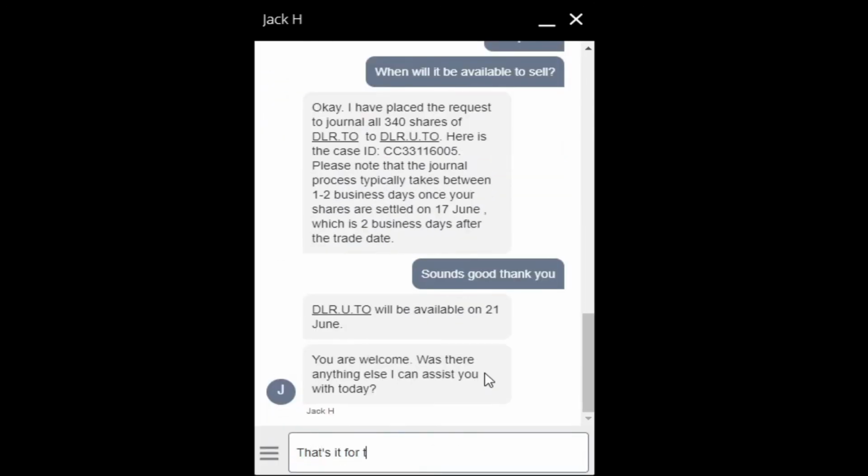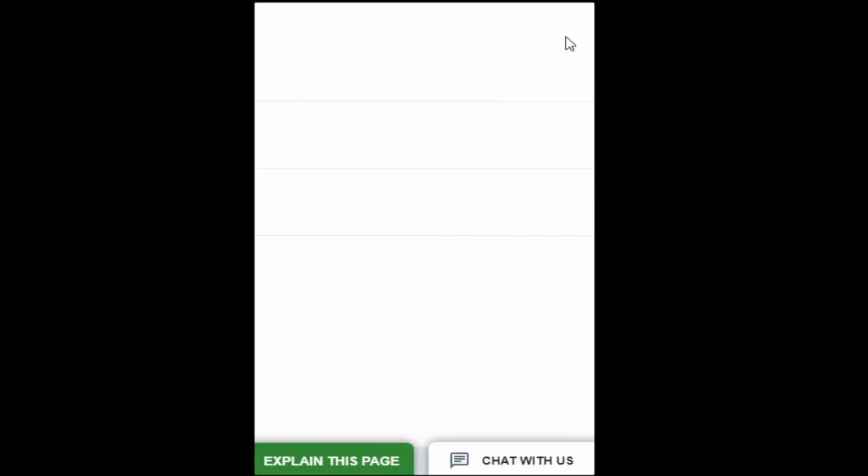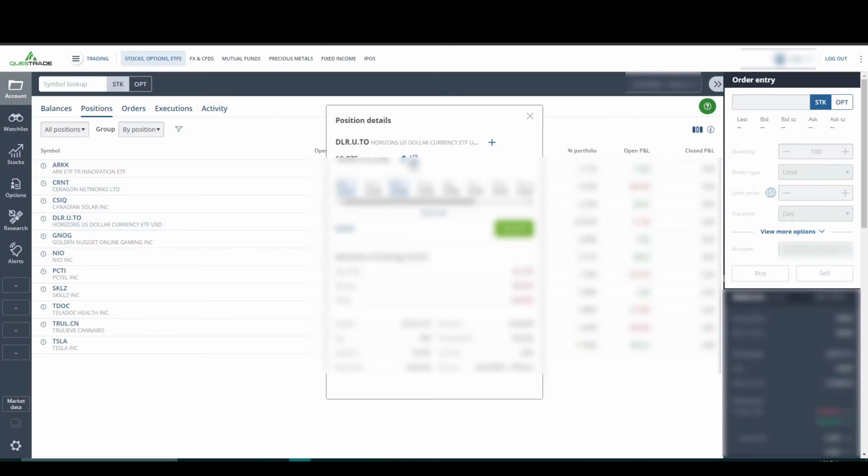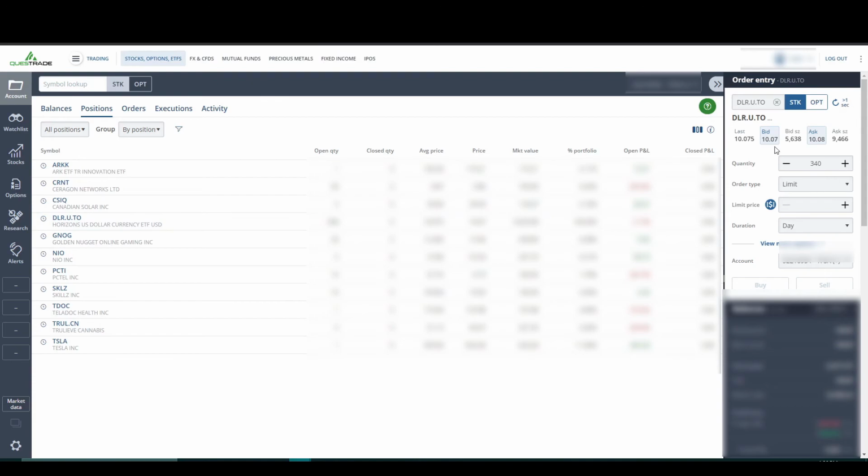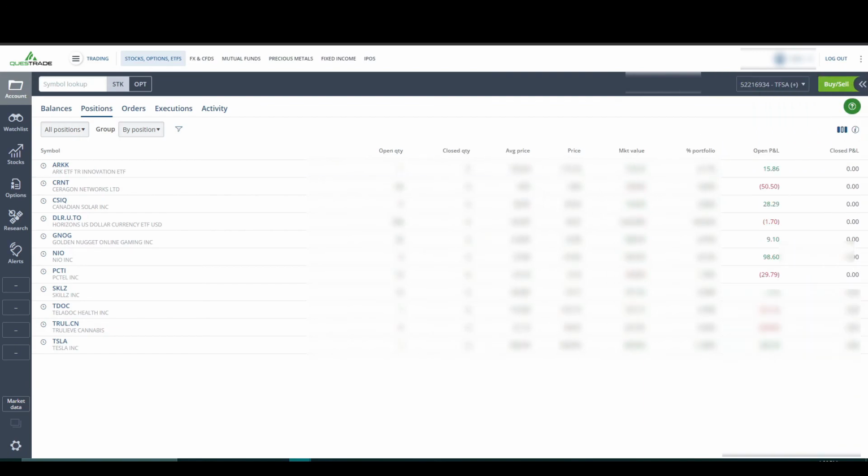If you're depositing smaller amounts and need it quicker, Norbert's Gambit may not be the best option for you. However, it can save users a lot of money on large currency exchanges. You should now see the DLR.U.TO shares in your account under the Positions tab. Once these shares are sold, the process is complete and you'll now have USD in your account.